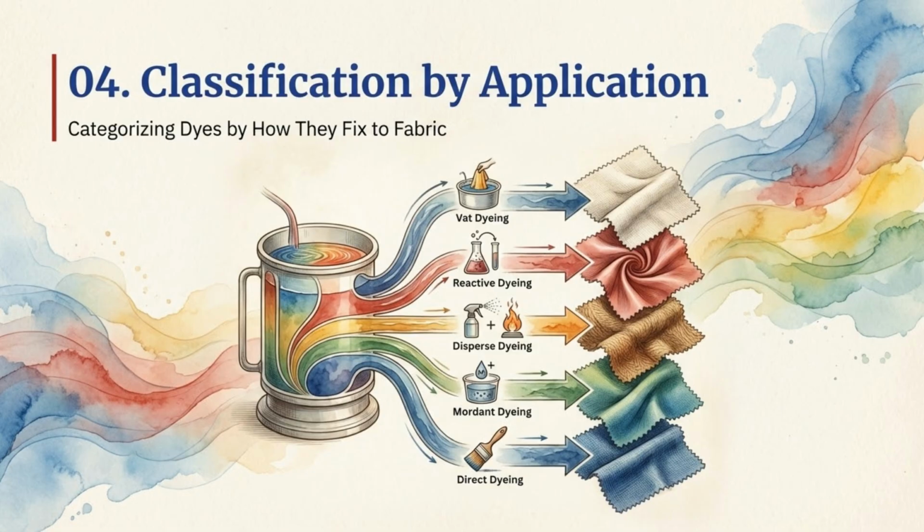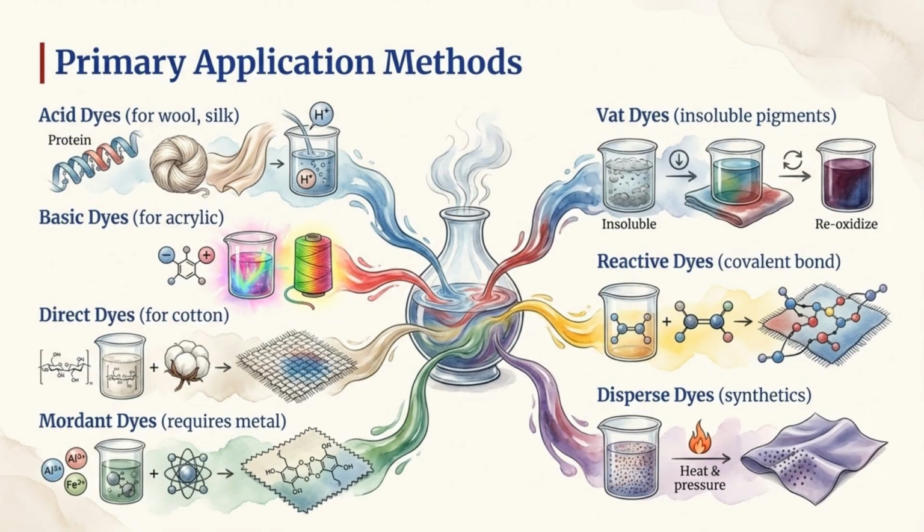Our final section covers the classification by application, categorizing dyes based on how they fix to the fabric. This includes methods like vat dyeing, reactive dyeing, and mordant dyeing. Primary application methods include acid dyes for wool and silk, basic dyes for acrylics, direct dyes for cotton, and vat dyes that are insoluble pigments requiring reoxidization. Reactive dyes form covalent bonds, while mordant dyes require a metal ion.